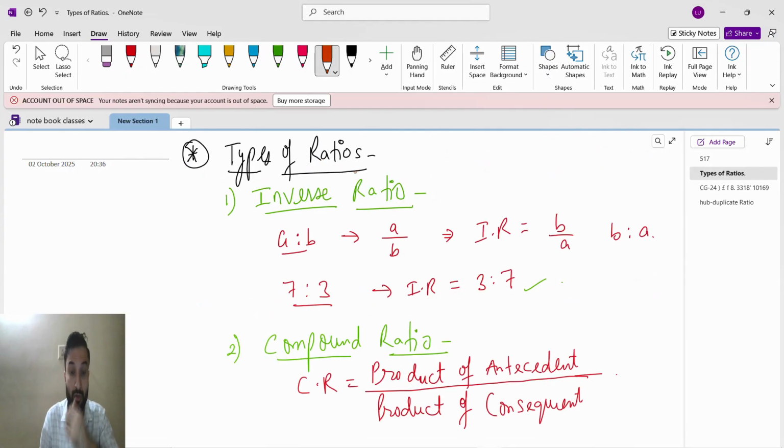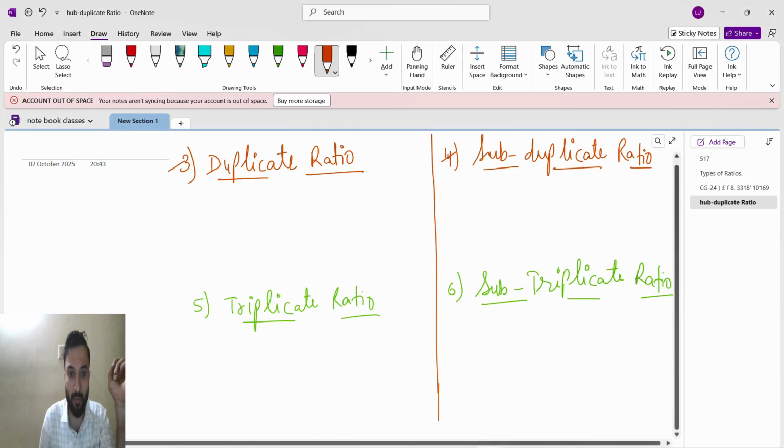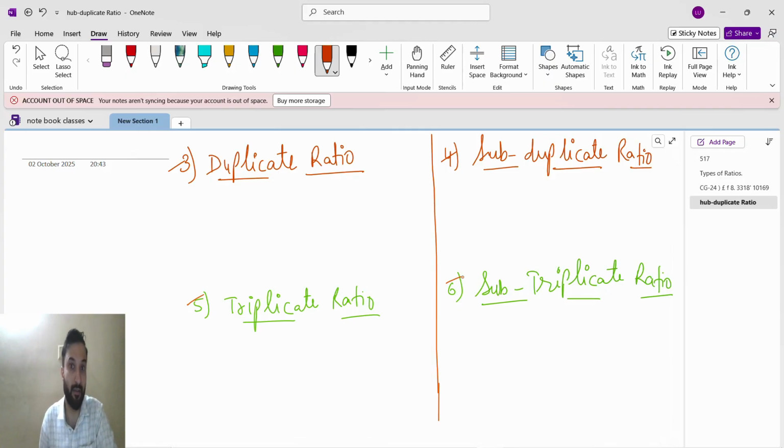Types of ratio. The first we have seen, guys, the continued ratio, leave that. From here, types of ratio: inverse ratio, compound ratio. Then after that, duplicate, subduplicate, triplicate, subtriplicate. They are all linked with each other, so that's why I'm telling you.